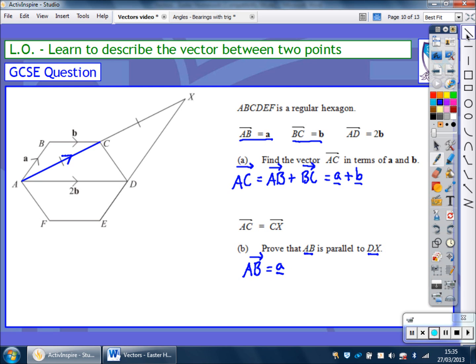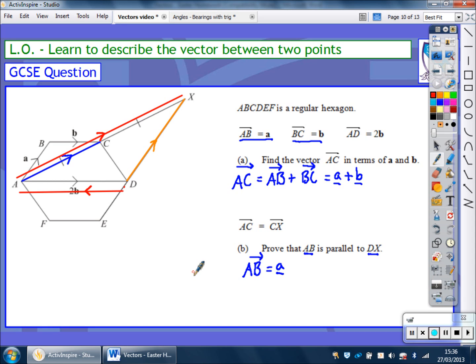So let's have a look on our diagram at where DX is. So D to X is there. Okay. I don't know what the vector of this line is. It might look like it's equal to this line, but if this line had another little line through it, we can't assume that. So we can't go directly from D to X, so we're going to have to go around it. So we're going to go from D to A, then we're going to go from A all the way to X.